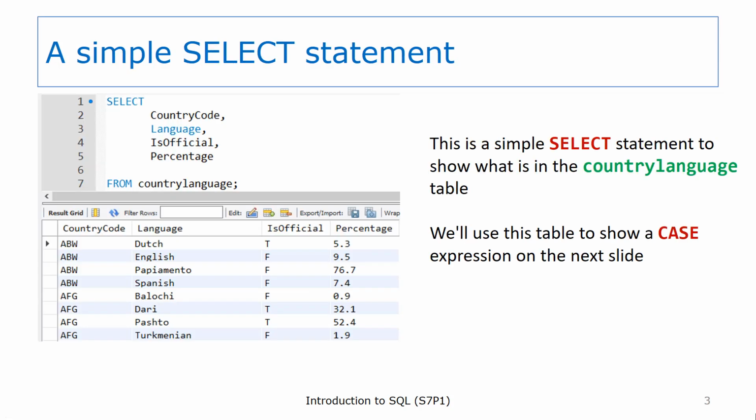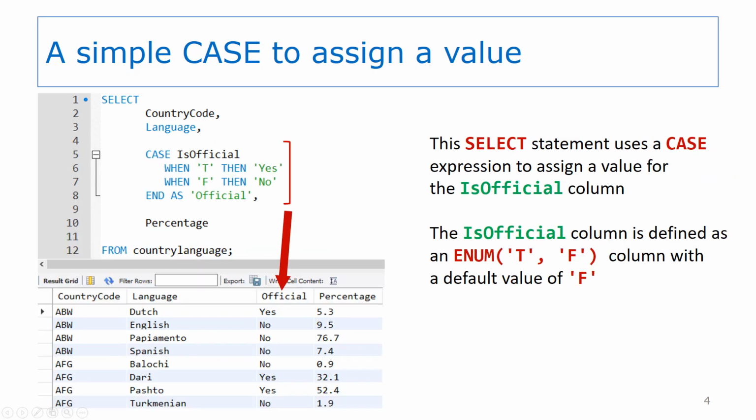To get started, we'll look at this simple select statement. This select is over the country language table, and it selects all of the columns in that table using the explicit column names. Note that the isOfficial value is returned as the letter T or the letter F for true or false. And now we've changed the select statement to use a case expression.